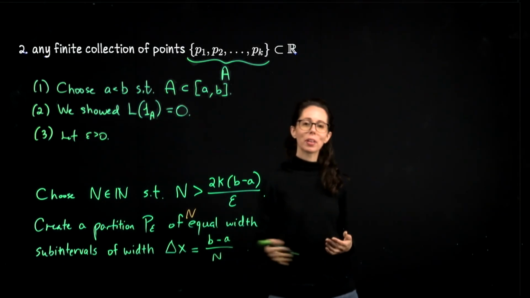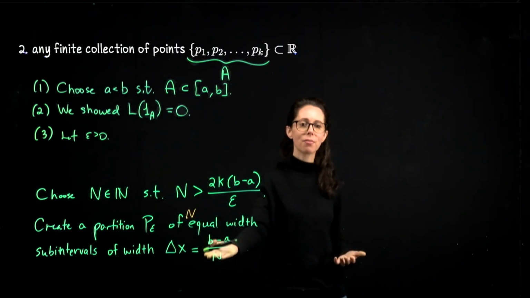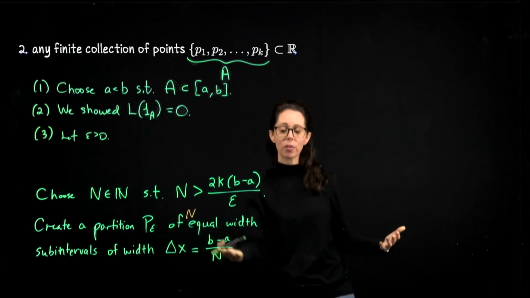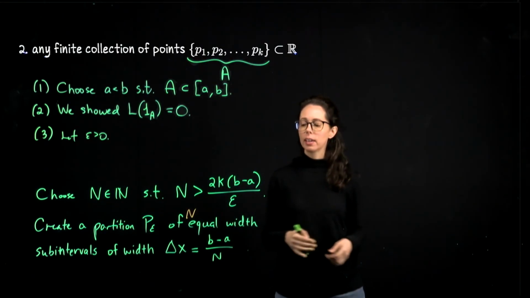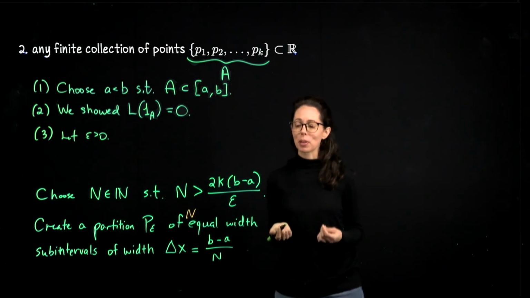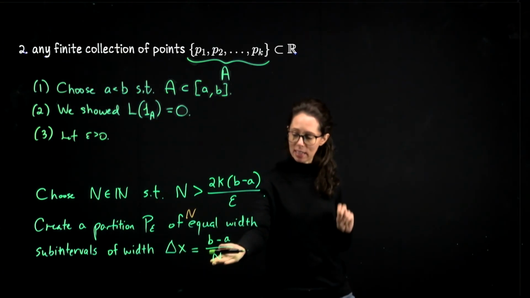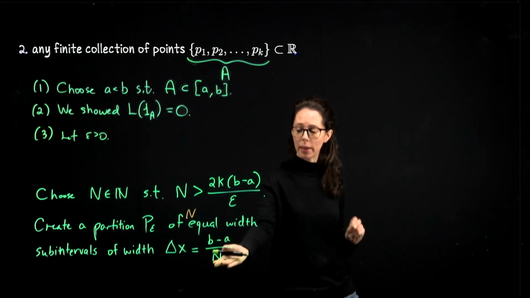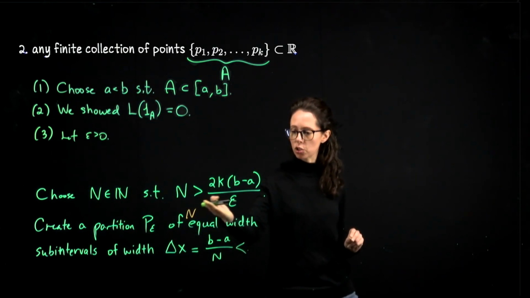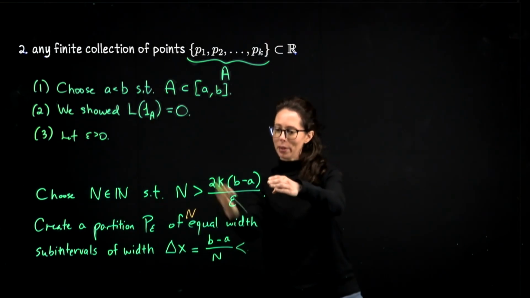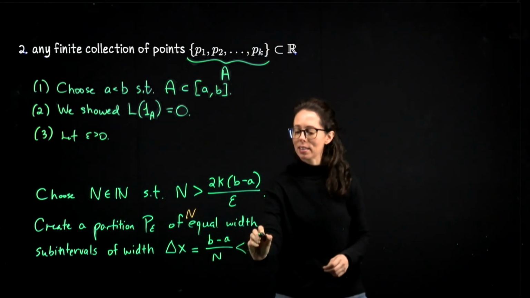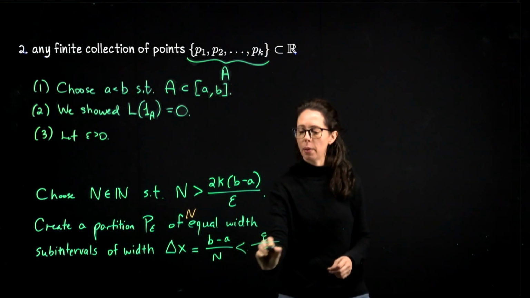So if capital N was 2, we're saying half the width of the original domain. If capital N was 3, we'd be chopping it into thirds. In reality, capital N is probably much larger. And in particular, what we can say is that delta x is literally b minus a divided by N, but that, by construction, is less than, bringing N over, epsilon divided by 2k. It's less than epsilon divided by 2k. Okay.